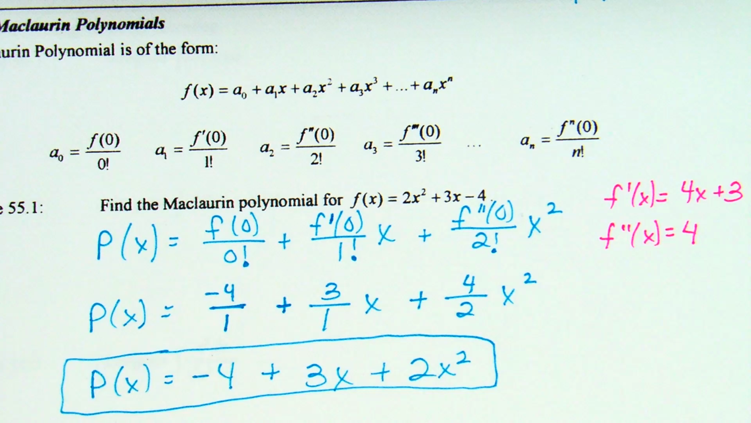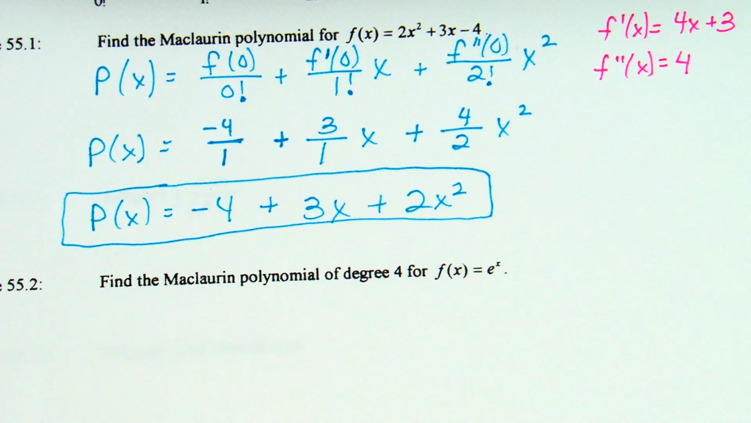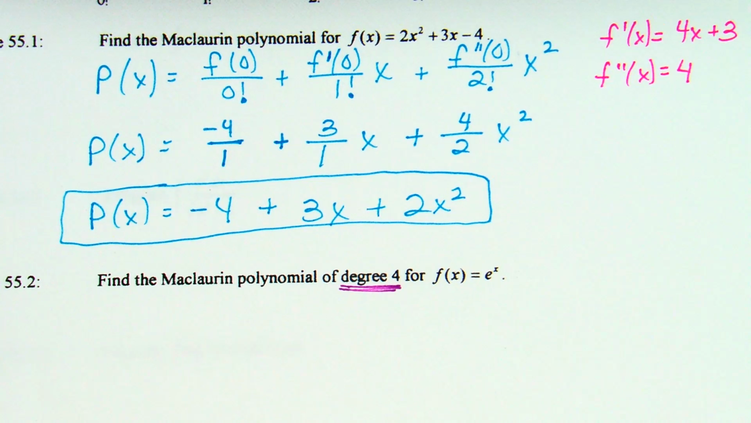So, ready to try this one? Now, it says find the Maclaurin polynomial of degree 4 for e to the x. So I'm actually going to start off writing pretty much the same line I started off writing last time, except how high do I have to go this time? To the 4. As you get better at these, you may skip some of these steps.